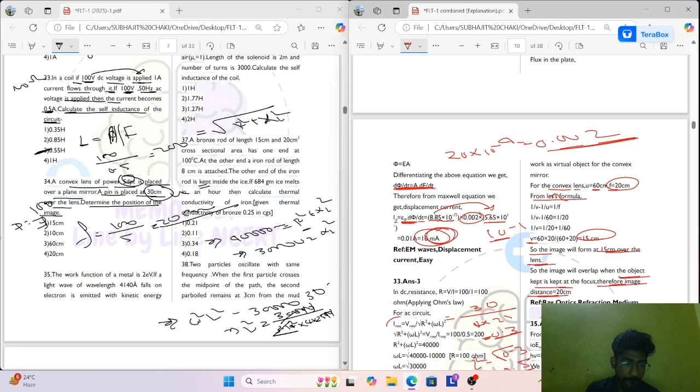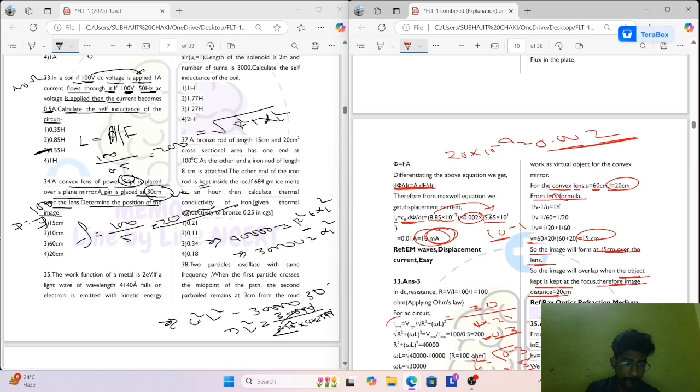The work function of a metal is 2 eV. If a light wave of wavelength 4140 falls on it, an electron is emitted with kinetic energy. Calculate the threshold wavelength of the photoelectric effect. First of all, you have to calculate.